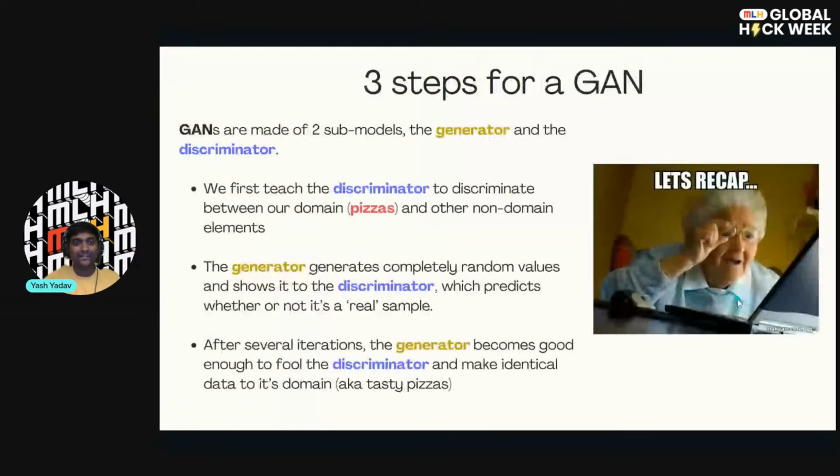So with that, let's quickly recap the very core concepts of GANs. GANs are made of two submodels: the generator and the discriminator. The discriminator gets really good at determining our domain and data distribution, which is what feeds it. The generator generates completely random values and shows them to the discriminator, which gives feedback on whether the generated value is a real sample or a fake sample. After taking that feedback, adjusting its weights and going through several iterations, the generator becomes good enough to fool the discriminator and make data identical to its domain. The fake samples are able to fool the discriminator, so it's good enough to use in real life applications.